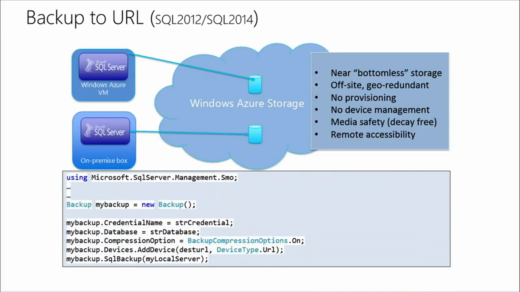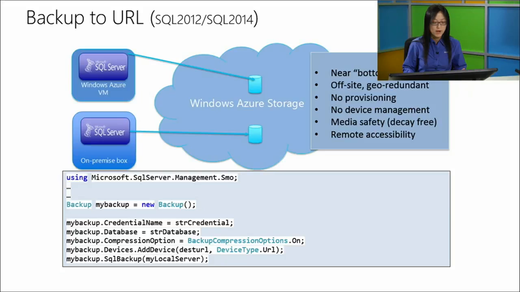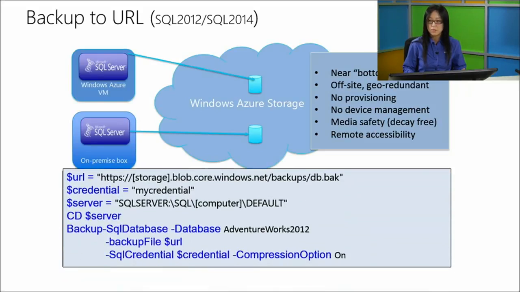So a lot of people were asking why this is useful. Mainly we see the benefit as we can leverage Windows Azure storage as your bottomless storage, so you'll be able to do your backup to the cloud without having to be concerned about how much storage you have and how to manage your devices. And also you get geo redundancy by default because this is already provided by Windows Azure storage. All right, sweet.